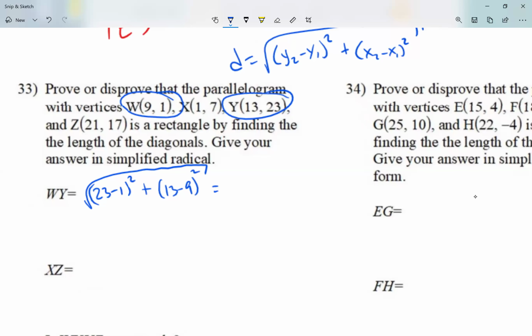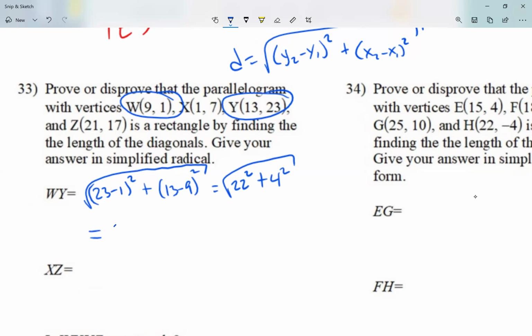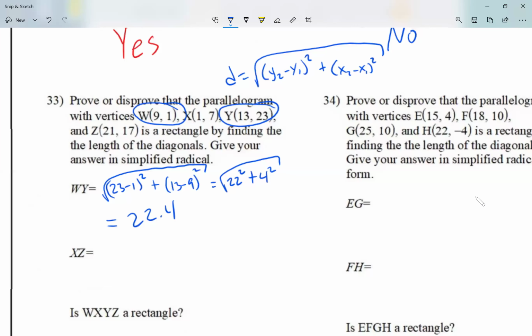I know 23 minus 1 is 22. So 22 squared plus, I know 13 minus 9 is 4. So I'm really looking at the square root of 22 squared plus 4 squared. Type it in on your calculator. I'm going to round it to one decimal place, and it gives me 22.4. So the length of the diagonal WY is 22.4.